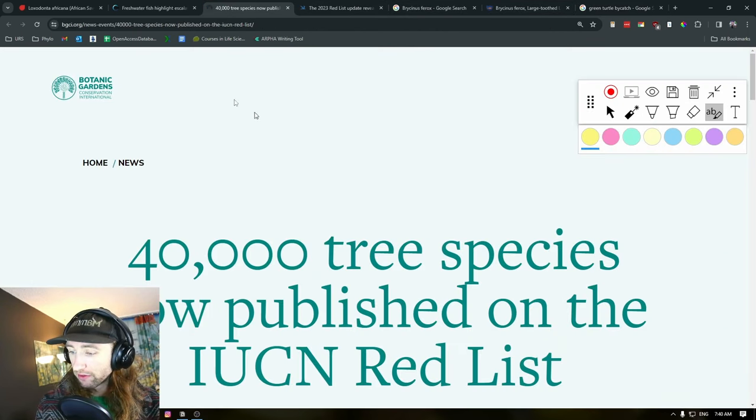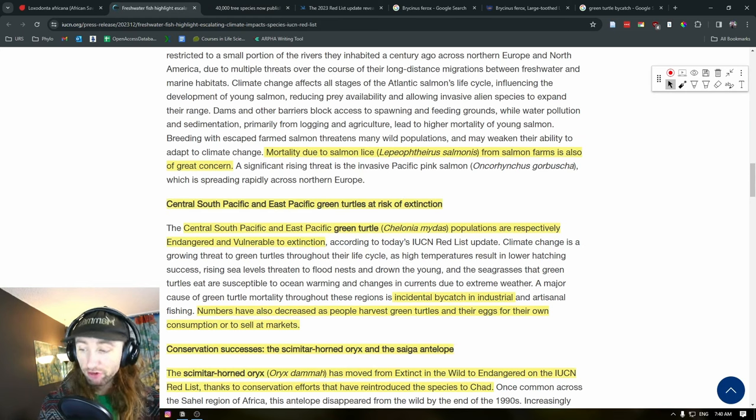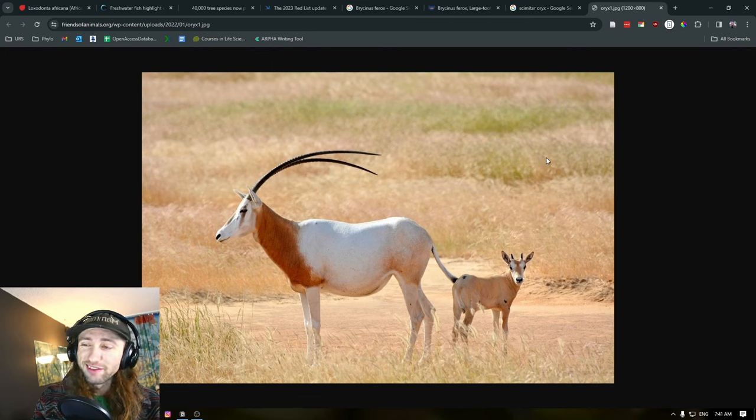However, it still remains that this is a major, major issue for turtles, as well as harvesting turtles and their eggs for consumption or to sell at markets. But this update is not just doom and gloom.